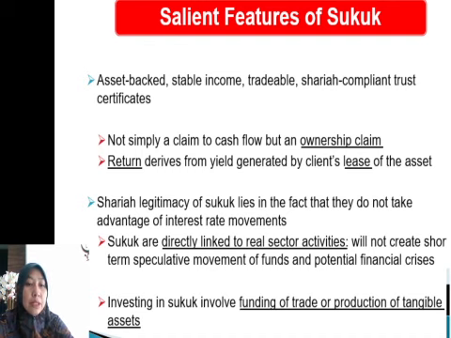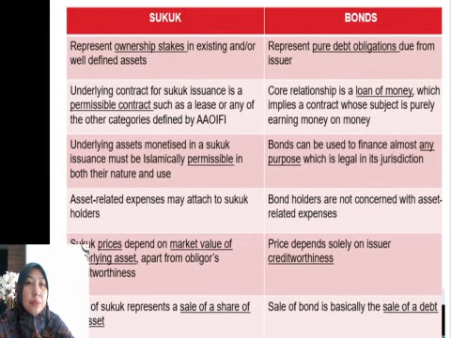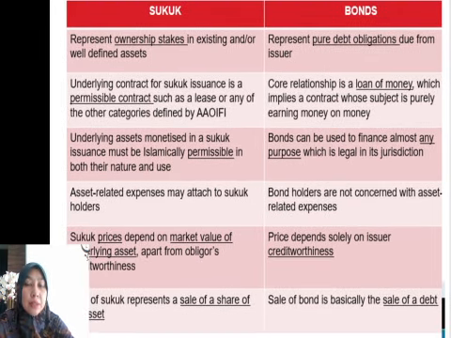So investing in sukuk involves funding of trade or production of tangible assets, assets that we can see. So what is the difference between sukuk and bond? Bond is the conventional bond, and sukuk is the Islamic bond. Sukuk represents ownership stakes in existing or well-defined assets, but bonds represent a pure debt obligation due from the issuer.